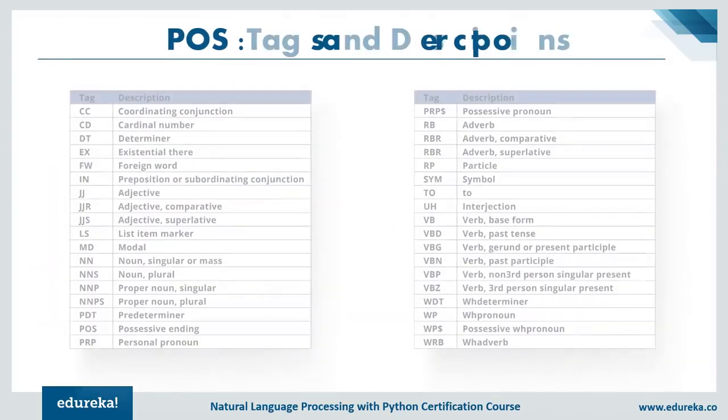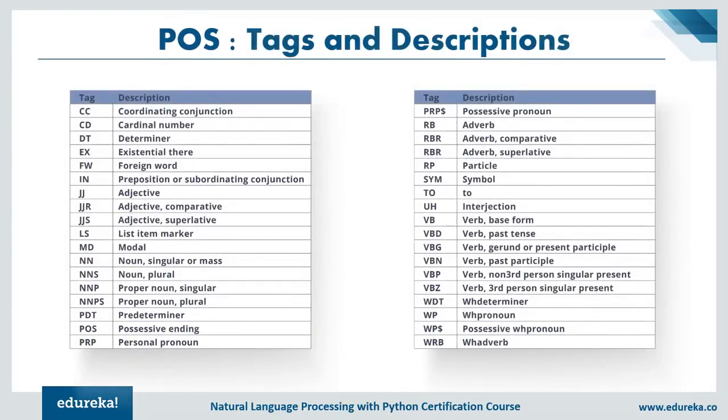So as you can see here, we have so many types of POS tags and we have the descriptions of those various tags. So we have the coordinating conjunction CC, cardinal number CD. We have JJ as adjective, MD as modal. We have the proper noun singular, plural. We have verbs, different types of verbs. We have interjection, symbol. We have the WH pronoun and the WH adverb.